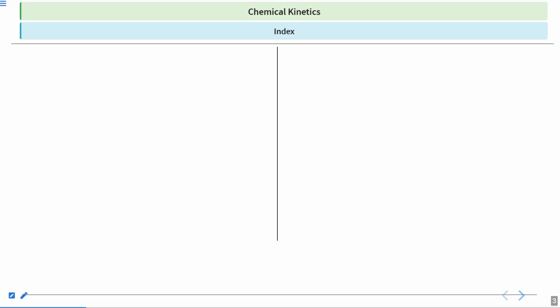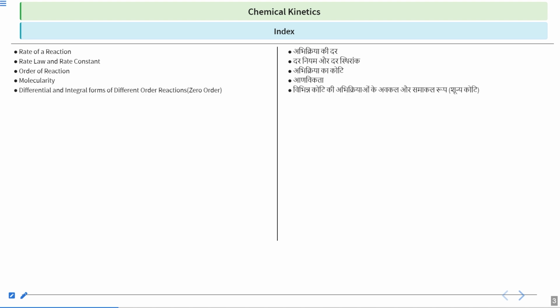So the topics for today's class are, first of all, the rate of a reaction. Second is rate law and rate constant. Then we will study order of reaction, molecularity, differential and integral forms of different order reactions, that is for zero order reaction. Then we will just do the summary part.